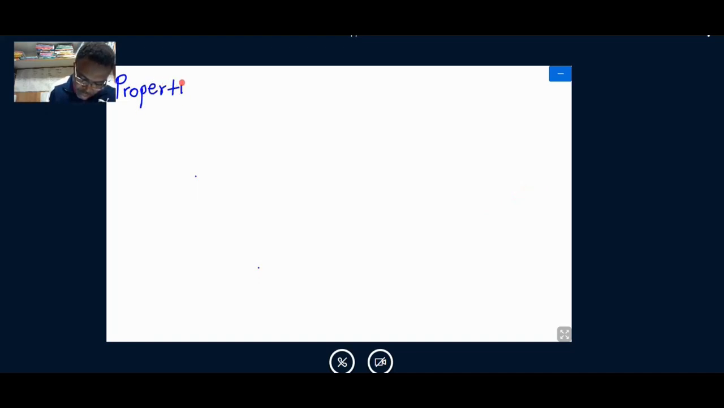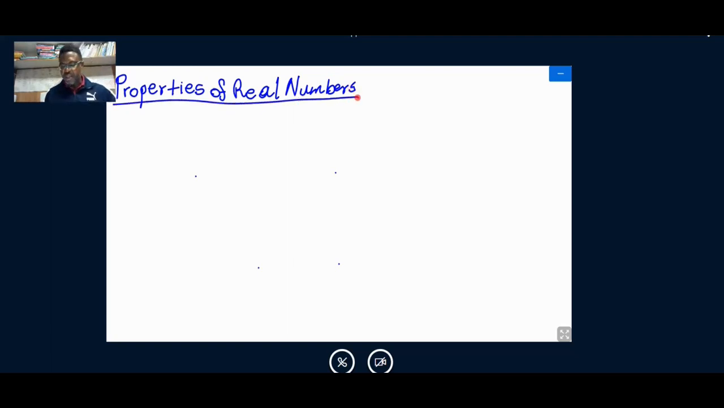Properties. Oh, now it's writing well. Properties of real numbers. Oh, I think it's coming right. My prayers are getting answered.